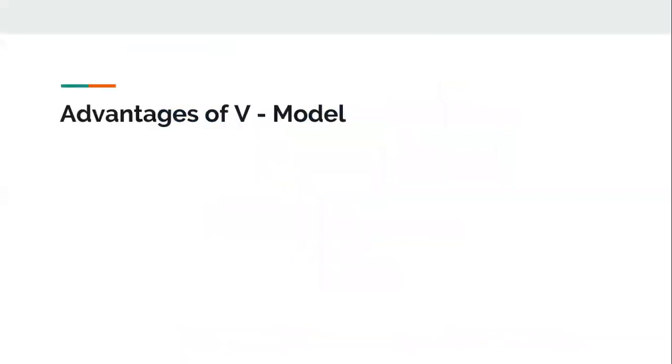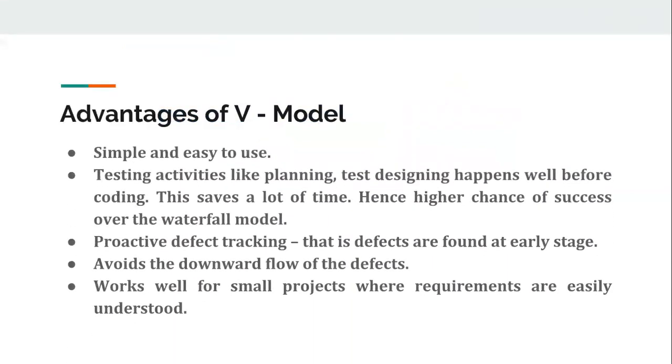So let us now see some advantages of the V model. It is simple and easy to use. The testing activities like planning and test designing happen before the coding takes place, and this will help us save a lot of time. Hence, there are high chances of success over the previous model, that is the waterfall model. There is proactive defect tracking in this, that is the defects are found at earlier stages, which is helpful in fixing them. Then it avoids the downward flow of the defects. Again, it works well for small projects where requirements are easily understood beforehand.